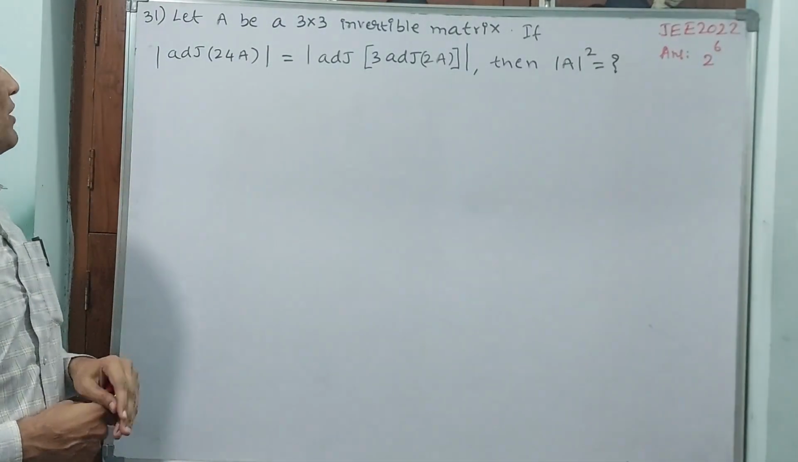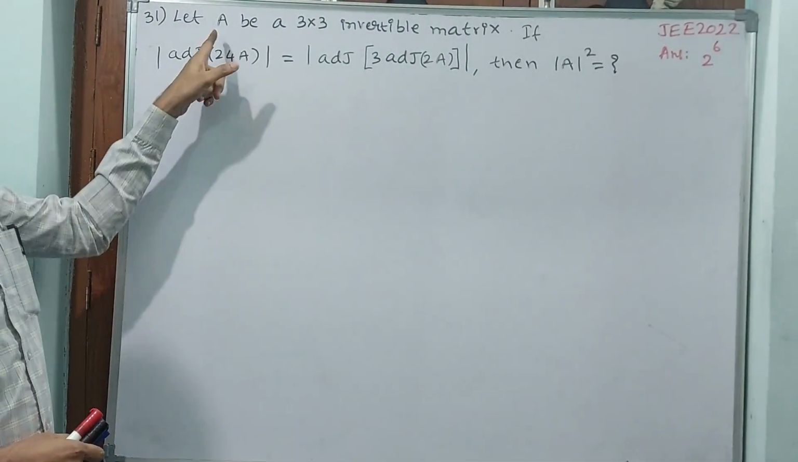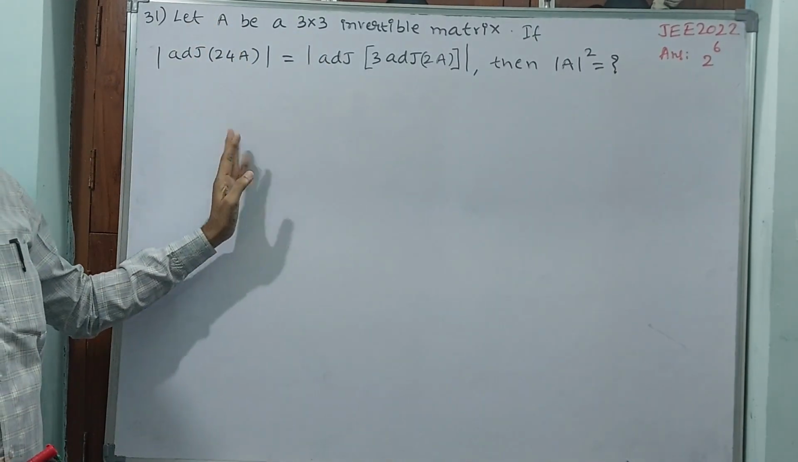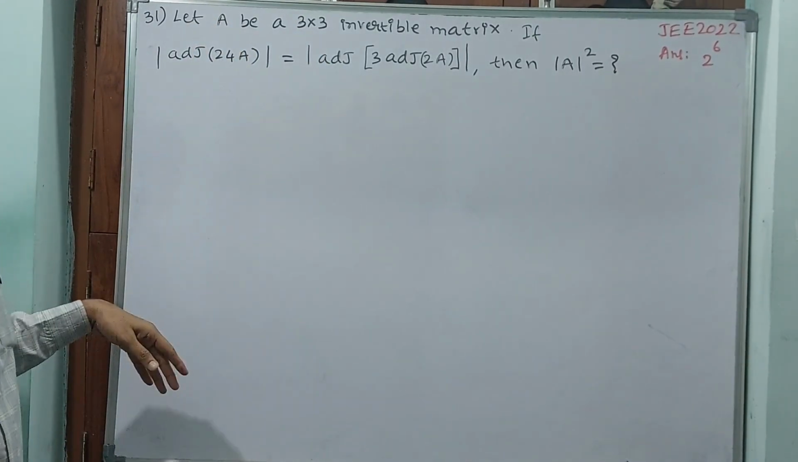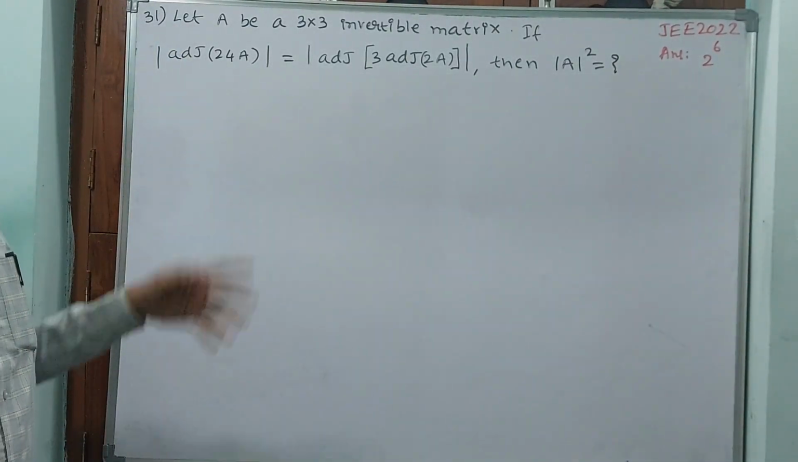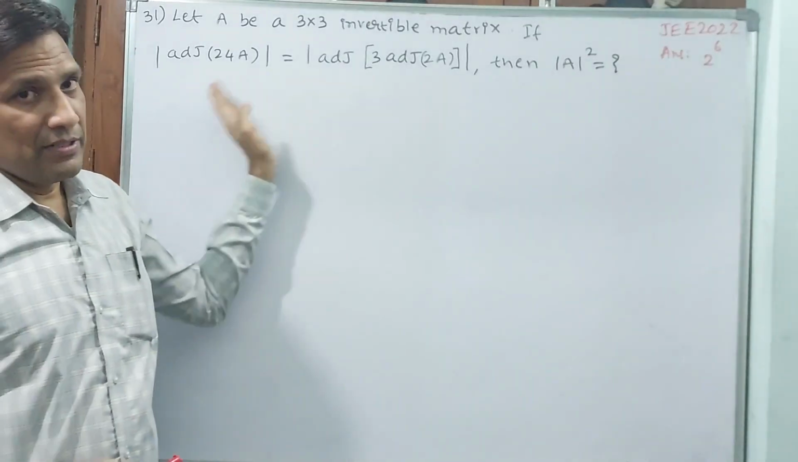Okay, see question number 31. Let A be a 3 by 3 invertible matrix. Invertible matrix means determinant A is not equal to 0. Okay, that we know very well. If that is equal to 0, there is no point in doing this question. Why? Because both sides determinants are available.